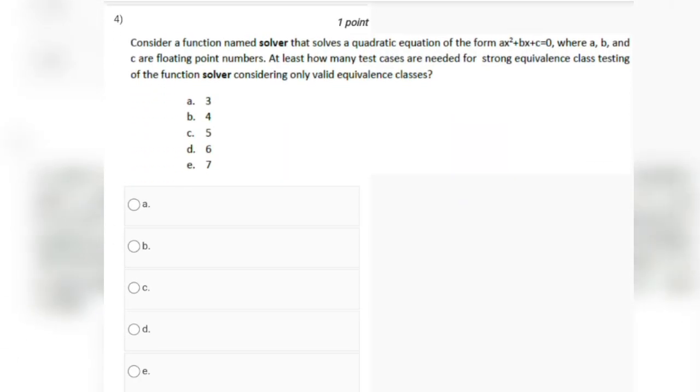Question number 4 is: consider a function named solver that solves a quadratic equation of the form ax square plus bx plus c is equal to 0, where a, b and c are floating point numbers. At least how many test cases are needed for strong equivalence class testing of the function solver considering only valid equivalence cases? So options are 3, 4, 5, 6 and 7. So the correct answer for question number 4 will be option C, that is 5.